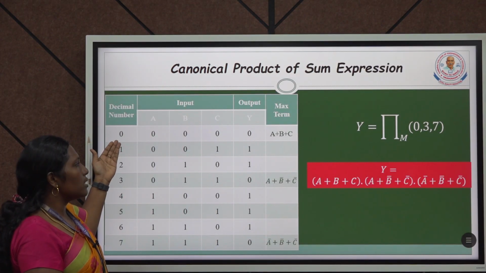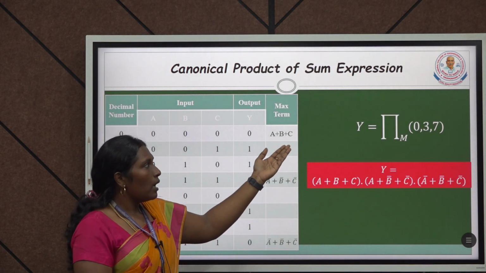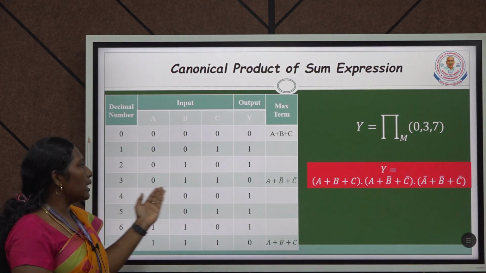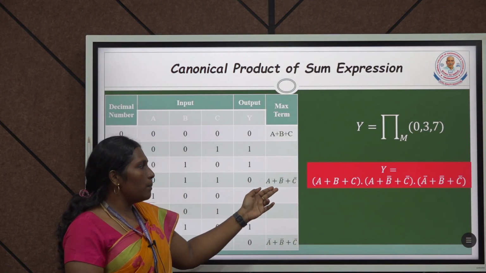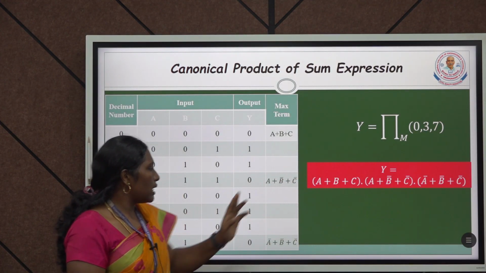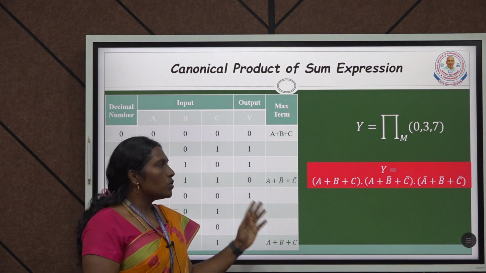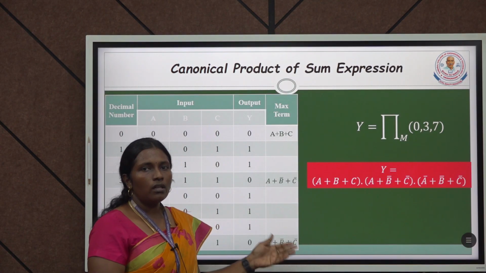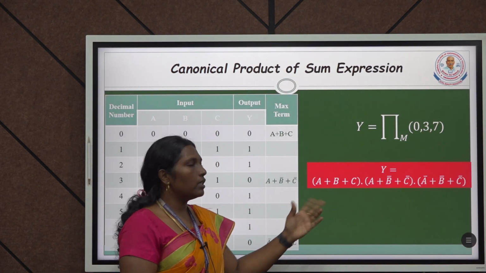For the truth table, for decimal number 0, we will write the max term as A plus B plus C, and for decimal number 3, we will write the max term as A plus B bar plus C bar. Then for 7, we will write A bar plus B bar plus C bar. Combining all of this with the dot operation, that is, producting all these terms, we will get the output.